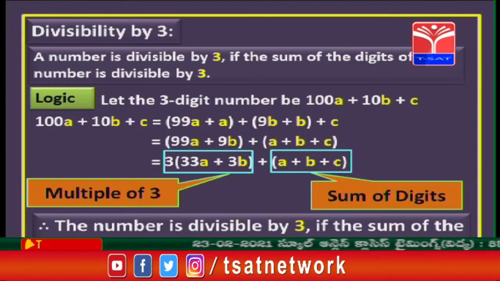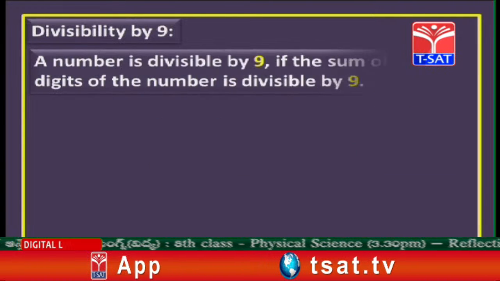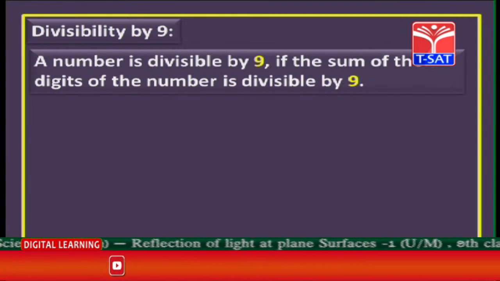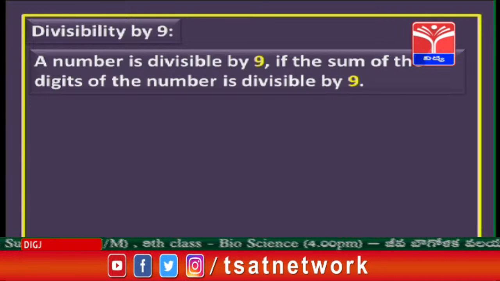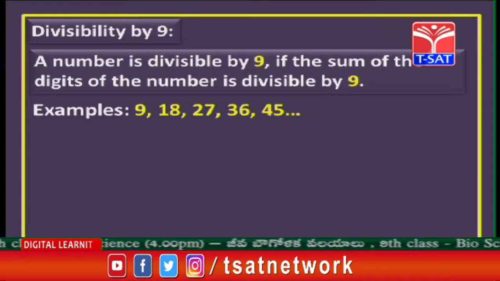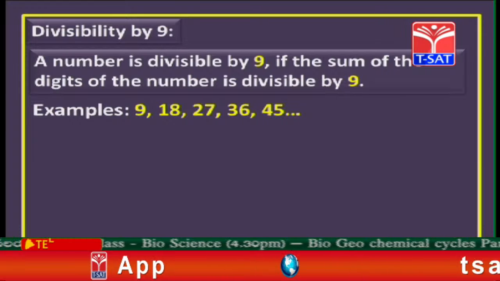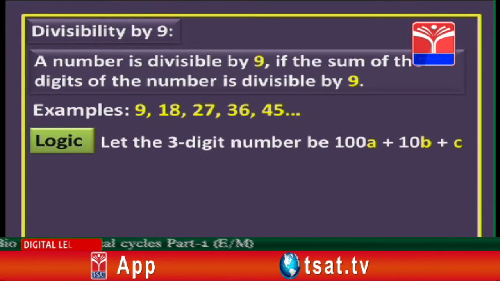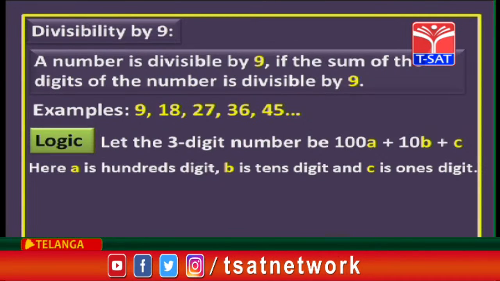Let us move on to our next divisibility rule, that is divisibility by 9. So, here also it is almost similar to our divisibility by 3. A number is divisible by 9 if the sum of the digits of the number is divisible by 9. Examples you can take 9, 18, 27, and so on. All these are examples of numbers which are divisible by 9. So, let us understand the logic again. We are going to consider the same 3-digit number 100A plus 10B plus C, where A, B, C are the hundreds, tens and ones digits.